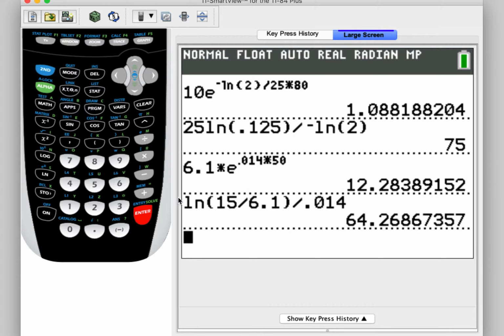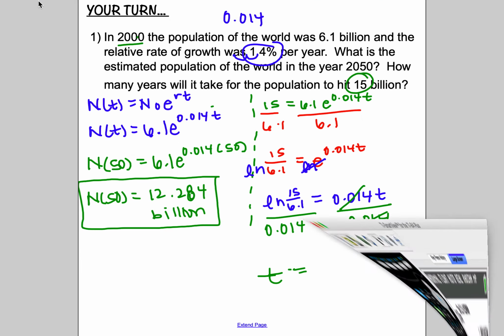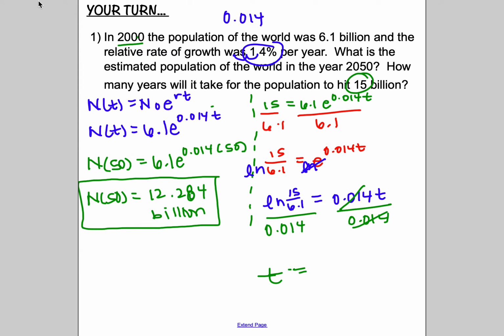And we're getting out time, so we're going to round to 3 decimal places. This 6 would tell me to go up to 9. So 64.269.